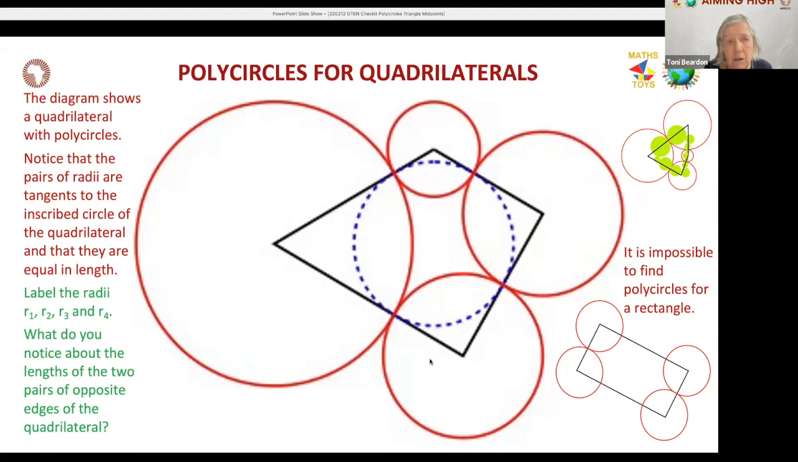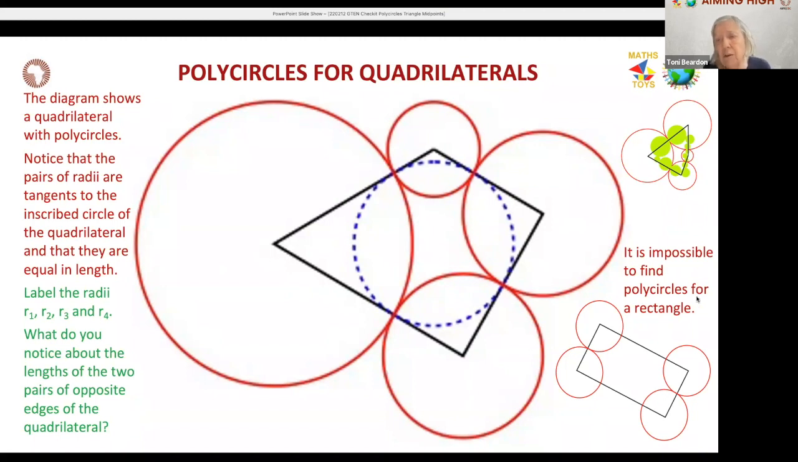And what about the sum of this length and the opposite edge? What you should find is that the sum of the lengths of the opposite edges, that length and that length, will be the same as the sum of the other pair, that length plus that length.